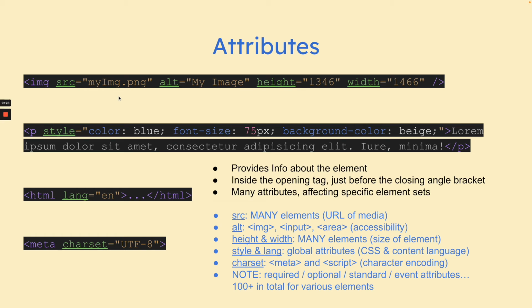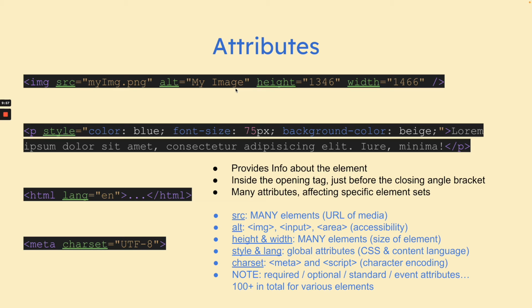So it gives you the source of where the media is coming from that you want to use in that particular image or in that particular element type. In this case, it is an image, and we're finding the image URL. We're defining that within the source. And then alt is only this particular attribute is only really found in the image, input, and area, and it's for accessibility purposes.